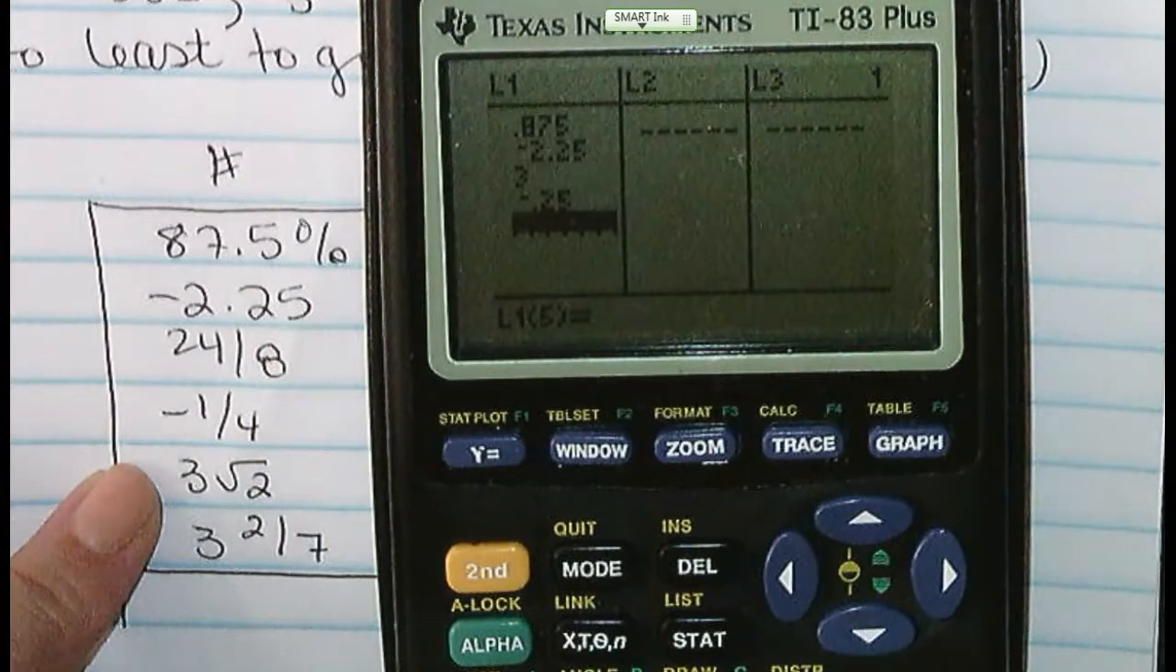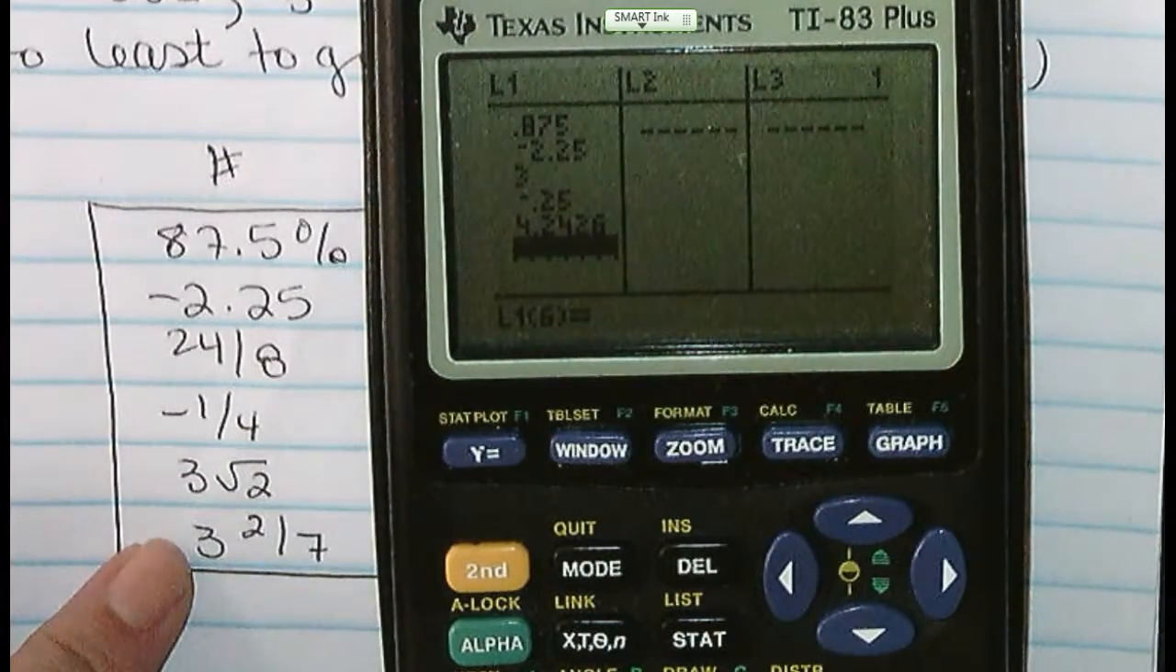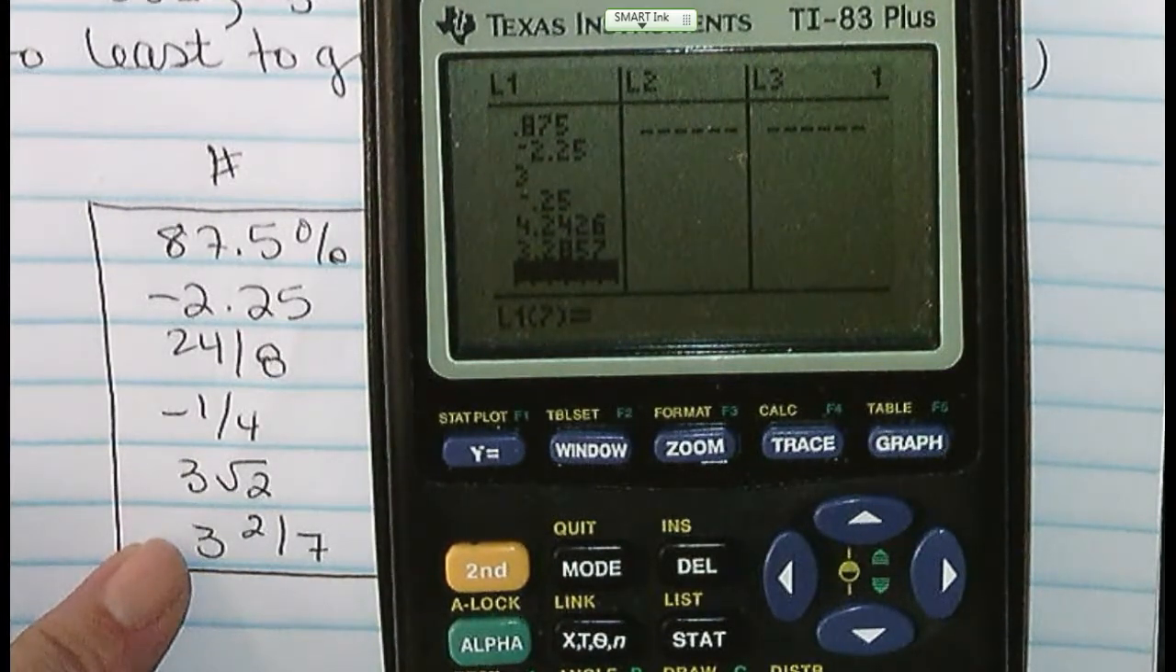3 square root 2. So you type in 3, the square root 2. And close that parenthesis if you don't mind. And I'm getting 4.2426. And the last one, 3 and 2/7. So how do you type in a mixed number? So that's going to be parentheses, it's a fraction, 3. And isn't a mixed number a whole number and a fraction? And doesn't and mean add? So if that's true, that would be the whole number plus the fraction. And you would get 3.2857.